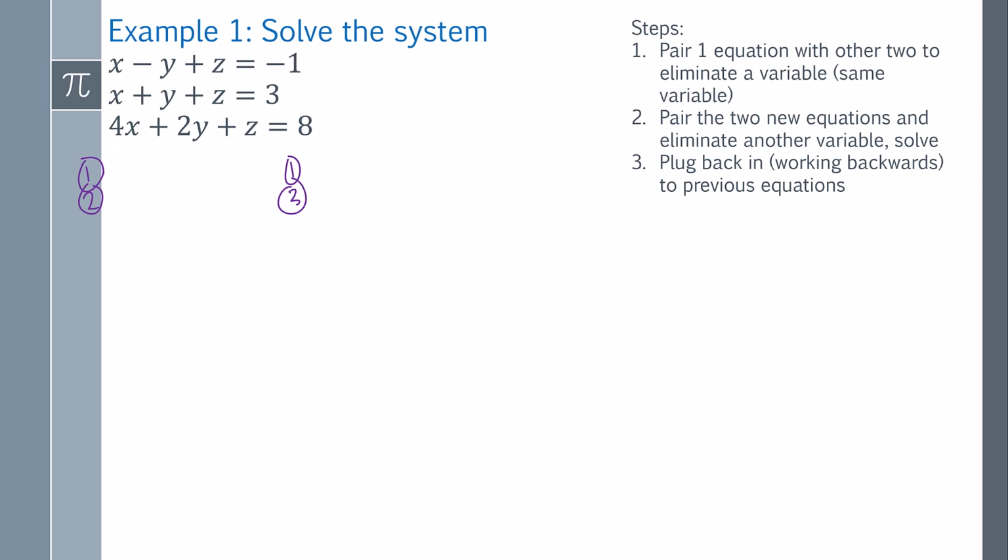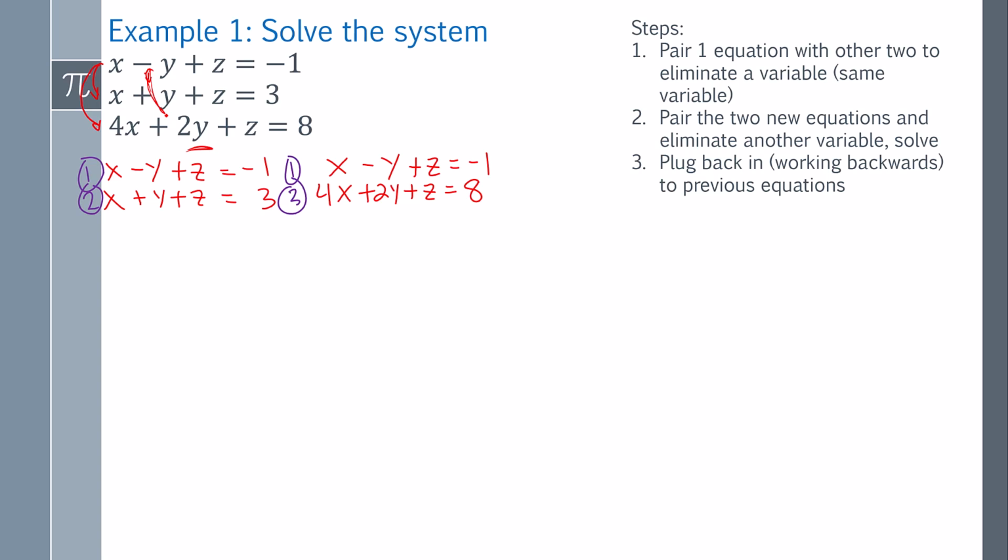And in this case, it's going to be the y's because this one's already opposite between 1 and 2. And then all I have to do is a little thing between 1 and 3. So I want to eliminate the y's. So I'm going to pair equation 1 with equation 2, and I'm going to pair equation 1 with equation 3. So we pair one equation with the other two, with the goal to eliminate the same variable. And I said I want to eliminate the y.